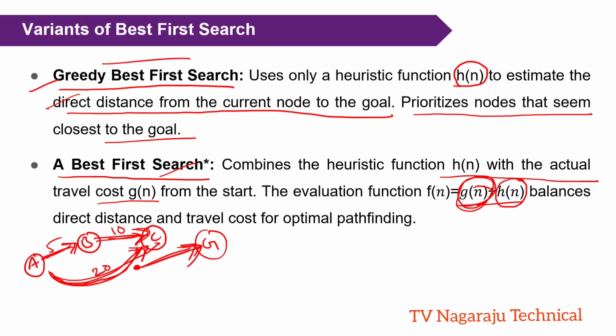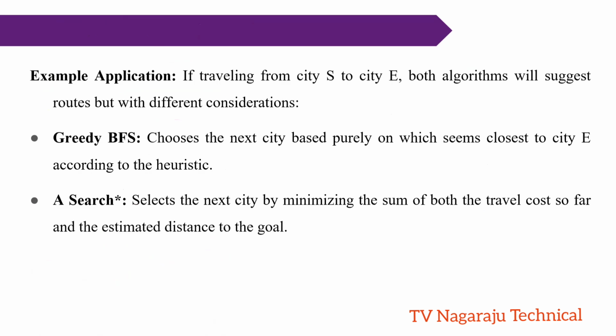But the difference is in the greedy approach, it just considers distance, but it does not consider what the actual road conditions are, whether any curves are there, any hills are there. Everything is not considered. But in A* search algorithm, it considers efficient route mapping. I will explain with one example.